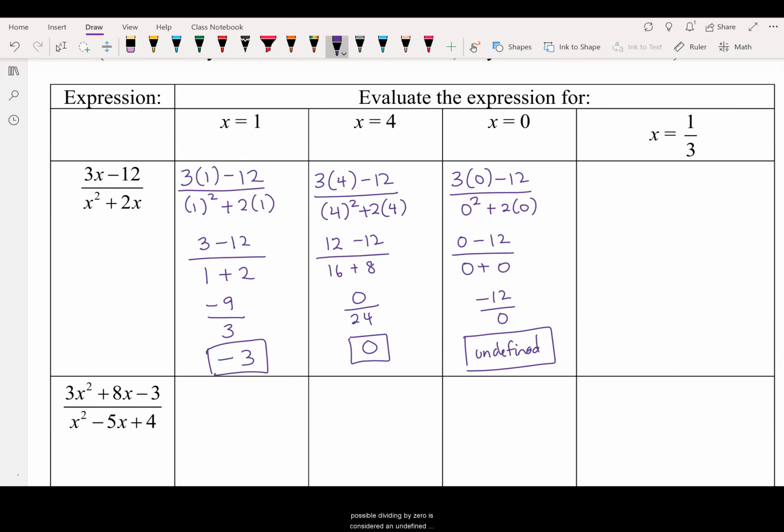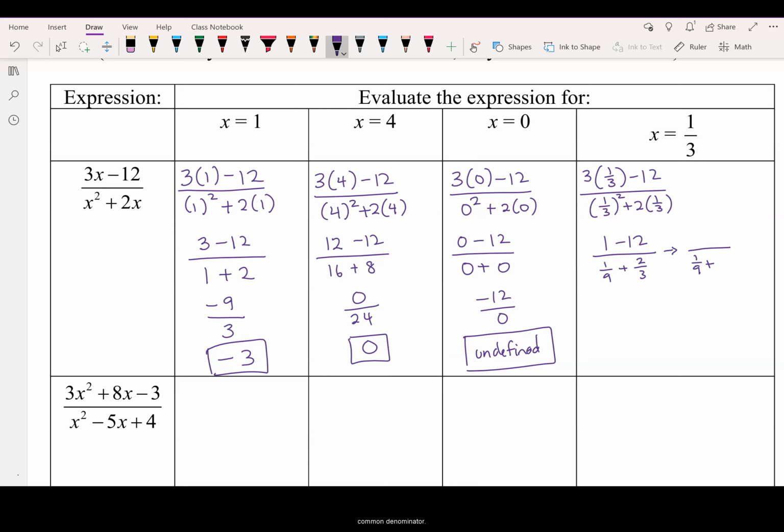And then one more example for this rational expression. x is 1/3, so we'll plug in 1/3 for x. 3 times 1/3, then 1/3 squared plus 2 times 1/3. This one gets a little bit tricky because of those fractions, but we can make them work. 3 times 1/3 will give us 1. 1/3 times 1/3 is 1/9. 2 times 1/3 is 2/3. I'm going to focus on the denominator here, 1/9 and 2/3.